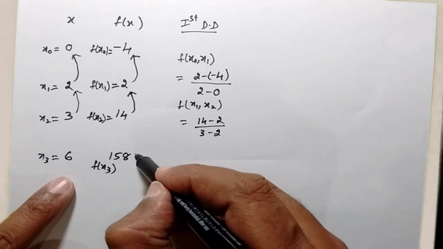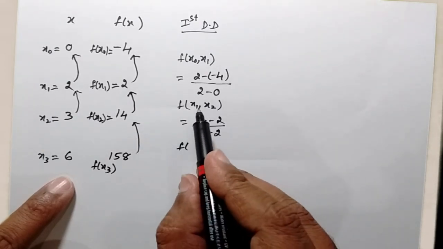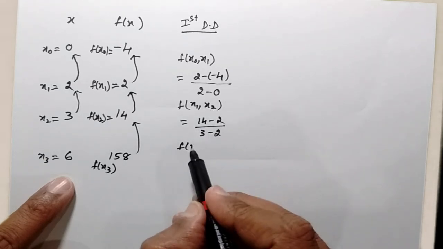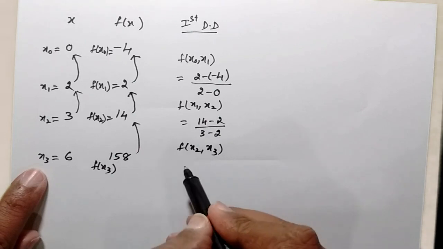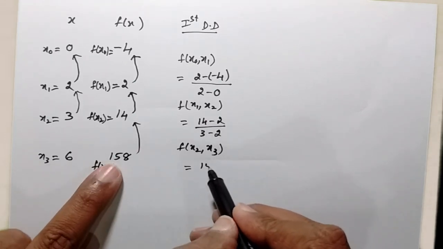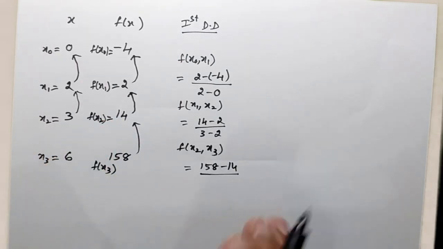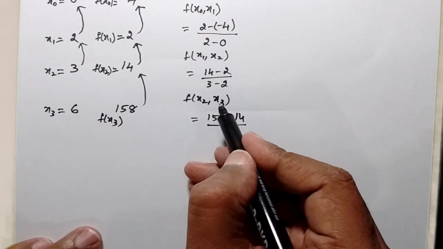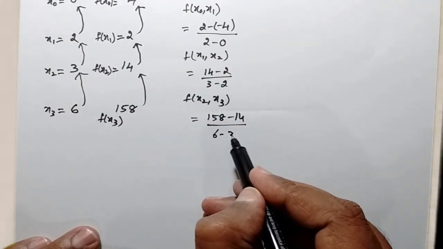Alright, and then the difference of these two values now. So now the value will be f of x2, x3. The next value will be x2, x3 up to this x3, right? So now what will we be getting? 158 minus 14 divided by how much? Divided by x3 minus x2, 6 minus 3.